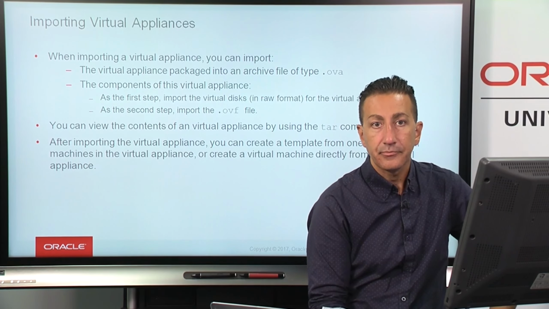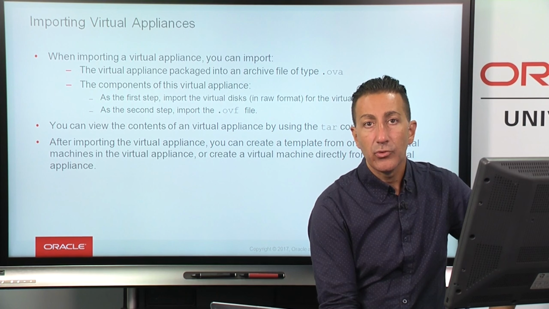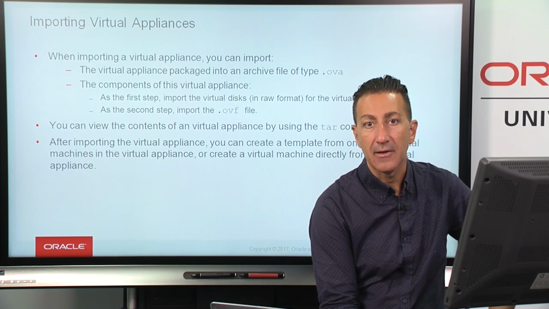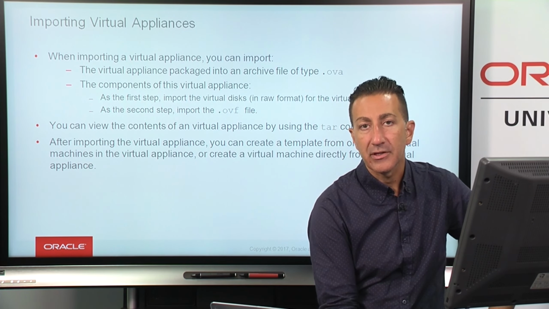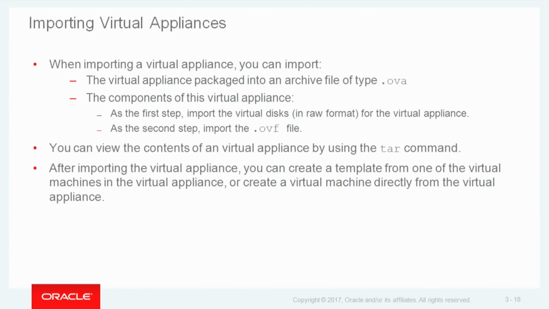Well, if you want to import a virtual appliance, you can import, for example, the virtual appliance file, which is typically packaged into an archive file with the extension .ova. Well, you have tools or other software, much like Oracle VirtualBox, that do it this way. When you create a new virtual machine with Oracle VirtualBox and you export the virtual machine, you create a template such as a virtual appliance.